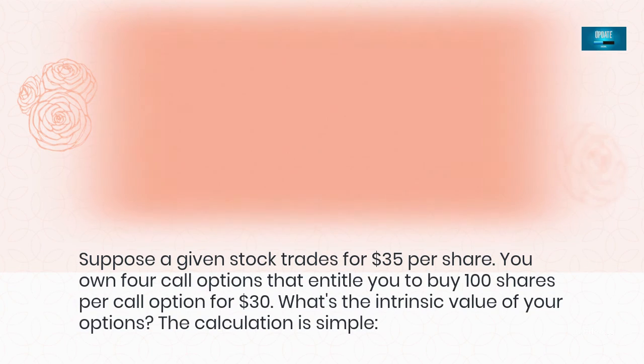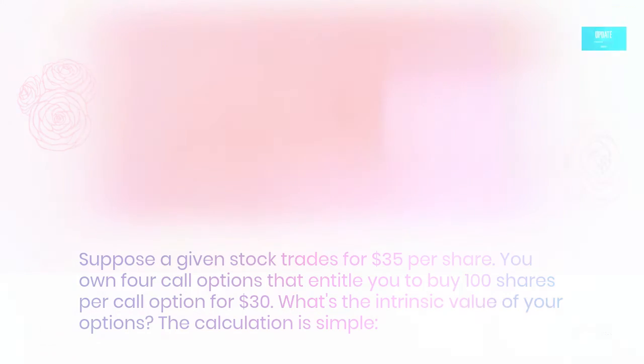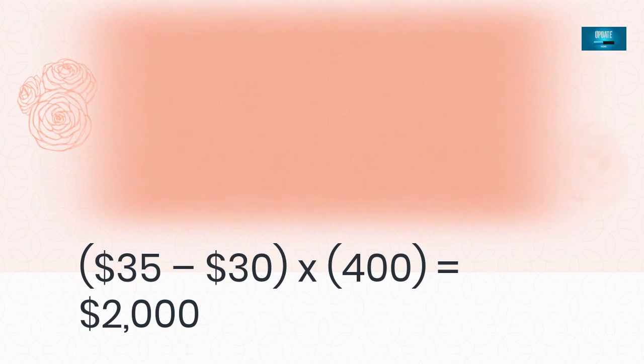Suppose a given stock trades for $35 per share. You own 4 call options that entitle you to buy 100 shares per call option for $30. What's the intrinsic value of your options? The calculation is simple. ($35-$30) x 400 equals $2,000.